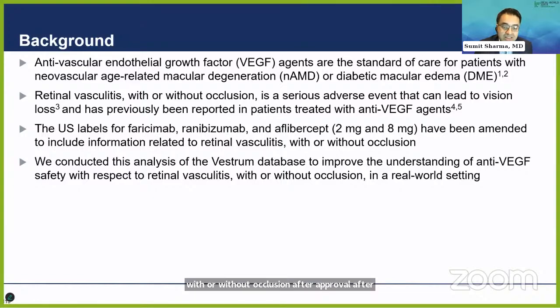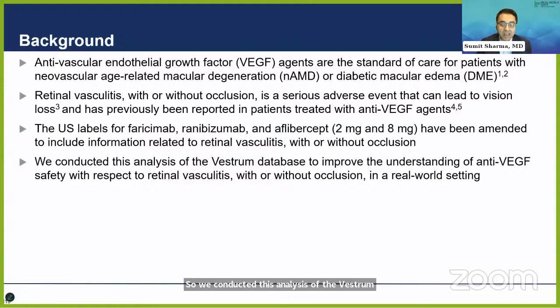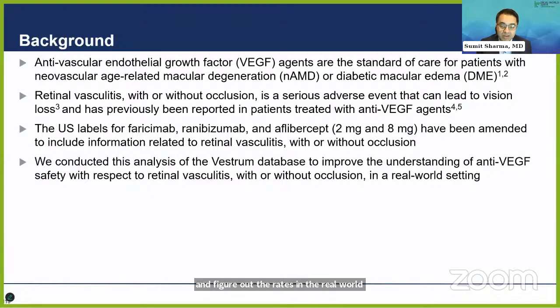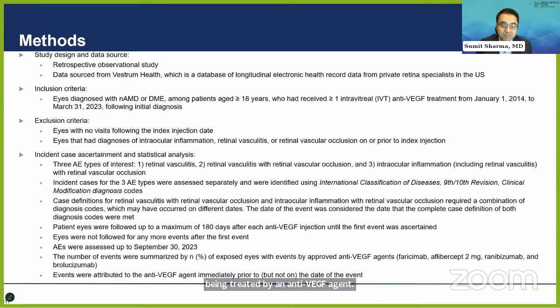So we conducted this analysis of the Vestrum database to improve the understanding of safety and figure out the rates in the real world of retinal vasculitis with or without occlusion in this setting. So we aimed to find an incident number of cases of either retinal vasculitis with retinal vascular occlusion or other etiologies in patients who had either neovascular AMD or diabetic macular edema that were being treated by an anti-VEGF agent as recorded by individual clinicians.